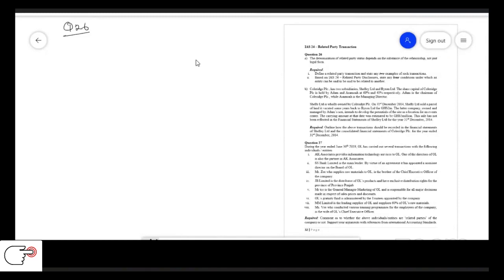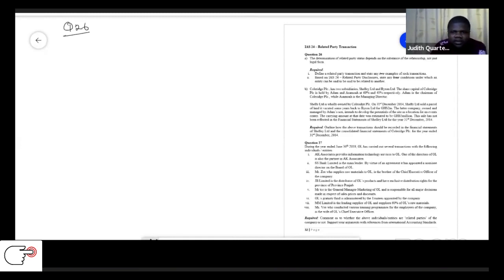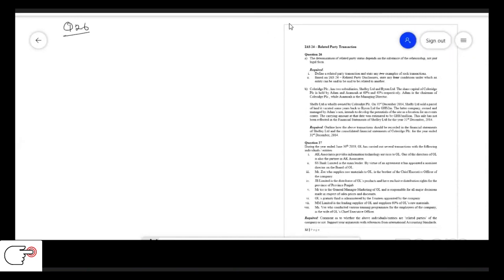Okay, another question. Safwa, you can answer. A party controls the entity or has significant influence over the entity. Also a close family member.